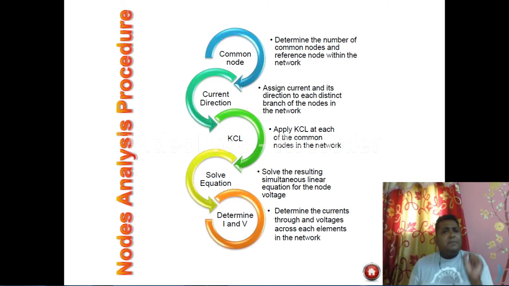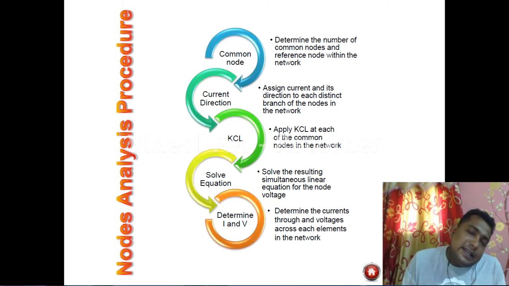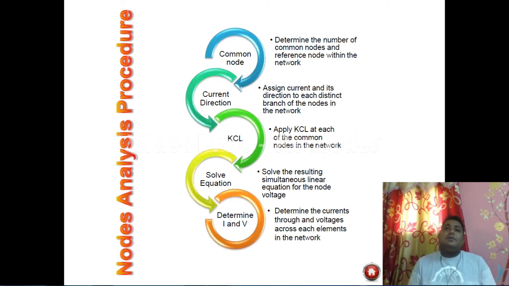So to a particular node, some current is coming and some current is going out. That is not given, so we have to assume that some current is incoming, some current is going out. That totally depends upon you, what you are going to assume. Apply KCL at each of the common nodes in the network. Yes, after assumption we have to apply the KCL to each node to find out the current values, solve the resulting simultaneous linear equations for the node voltage, and determine the current through and voltage across each element in the network.